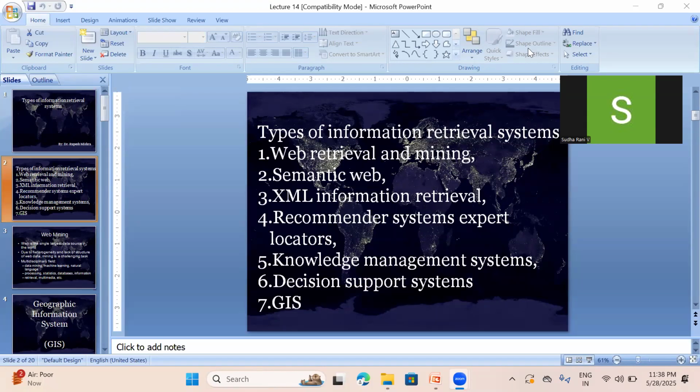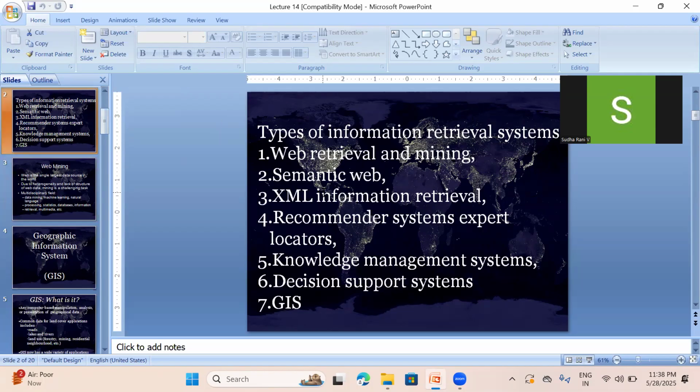Today, I came up with one more topic in information retrieval systems. Today, we are going to see types of information retrieval system. We have different types of information retrieval system like web retrieval and mining, semantic web, XML information retrieval, recommender systems, expert locators, knowledge management systems, decision support systems, GIS. Let's see one after another.